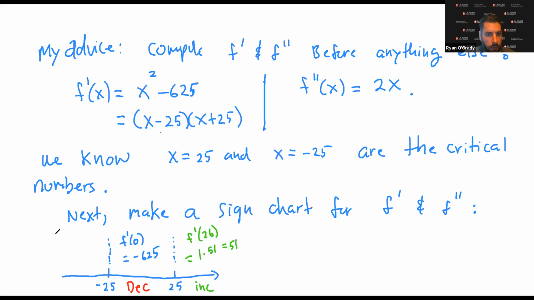And then similarly, over here, because it's going to be very similar to what I just did, I'm going to pick negative 26. When I plug that in, I'm left with negative 51 times negative 1. Of course, that is positive 51, the same thing I got here. And so this tells me I'm increasing over here as well.